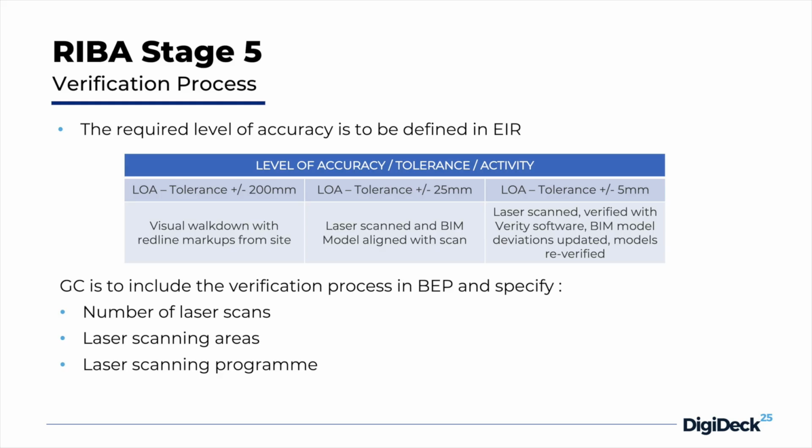The next process that we have during the construction stage is the verification process. The level of accuracy of the 3D elements needs to be defined inside the EIR document. On project A and project B, we had plus or minus 20 mil, so that means that laser scanning needs to be introduced. That means the GC needs to specify inside their BIM execution plan how the verification process will actually look. They need to tell us the number of laser scans, the areas that they're planning to scan, and then they need to tell us the program. We need to know the dates when we will be getting that information.